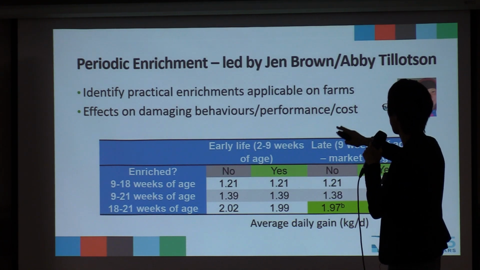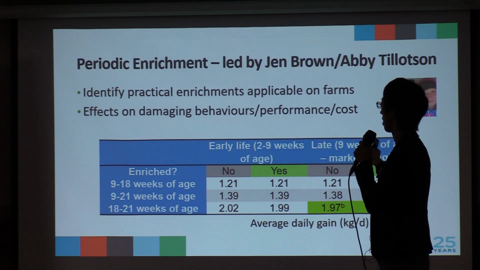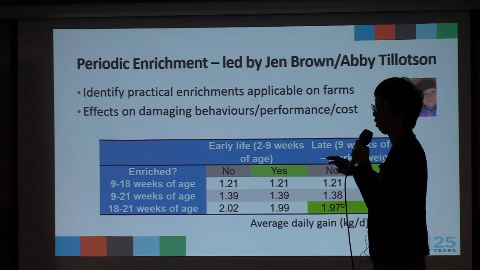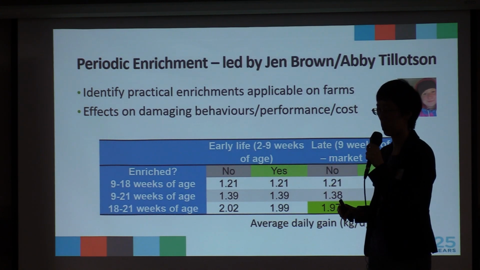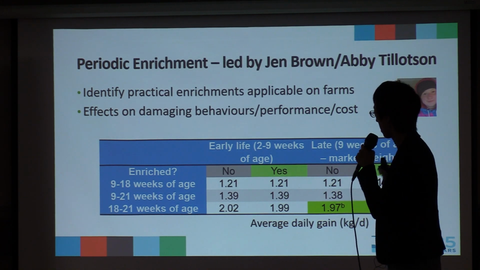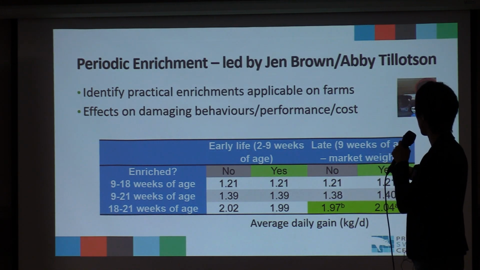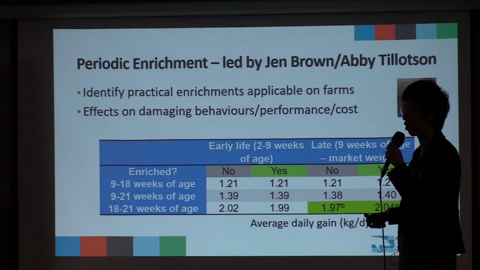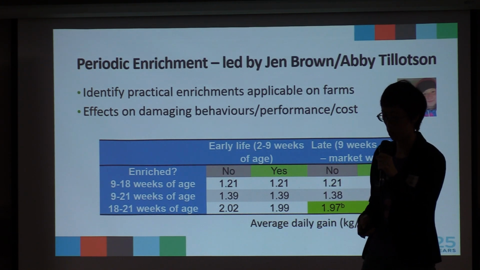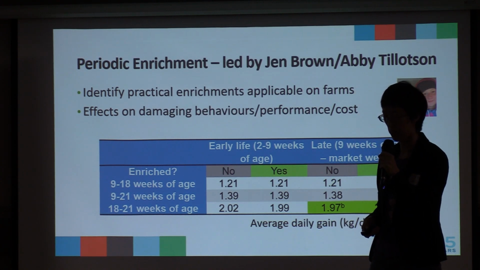So basically the pigs, they have either the enrichment during the early life or they don't. And then also similarly in later life, that's after 9 weeks of age until market. And now we can see that actually you can see a difference in the average state again in the 18 to 21 weeks of age, which is something that is really positive.